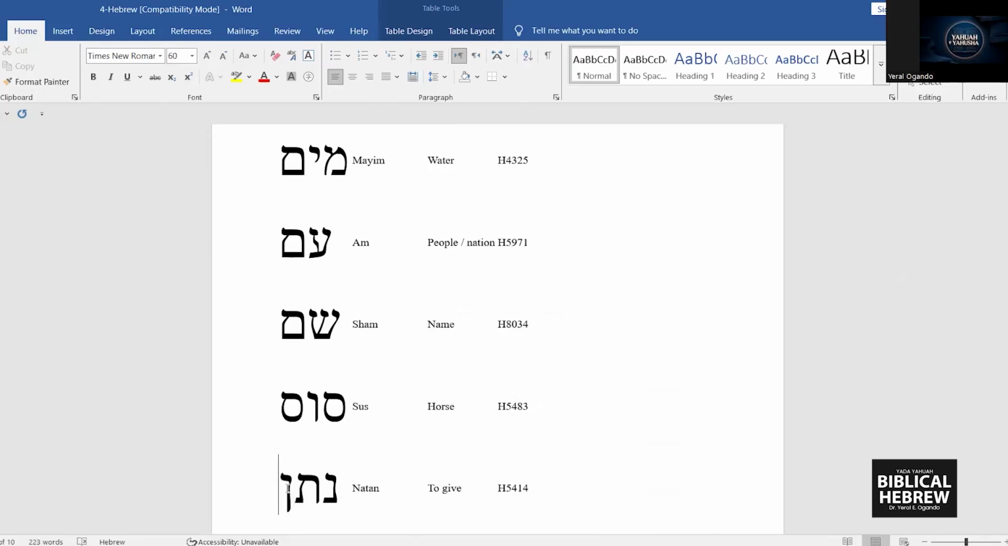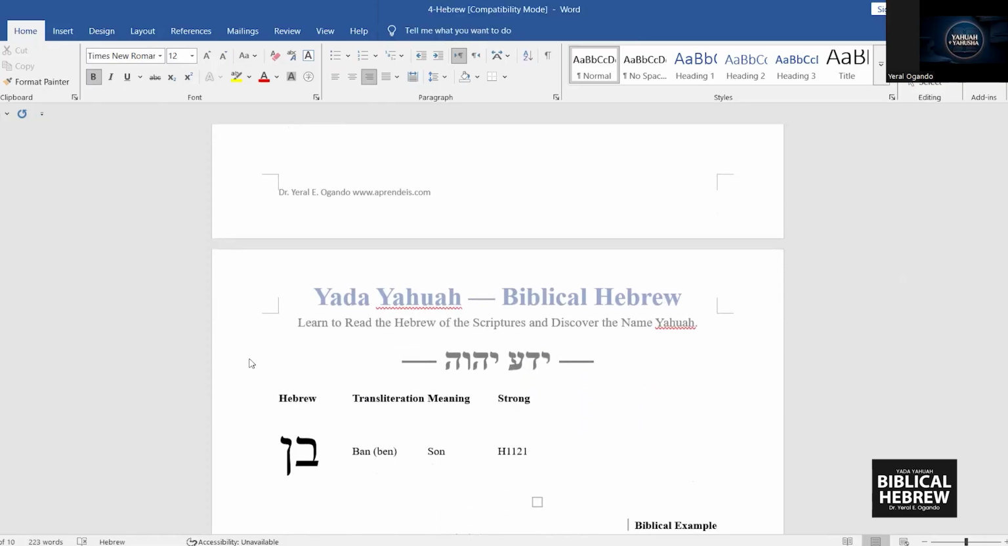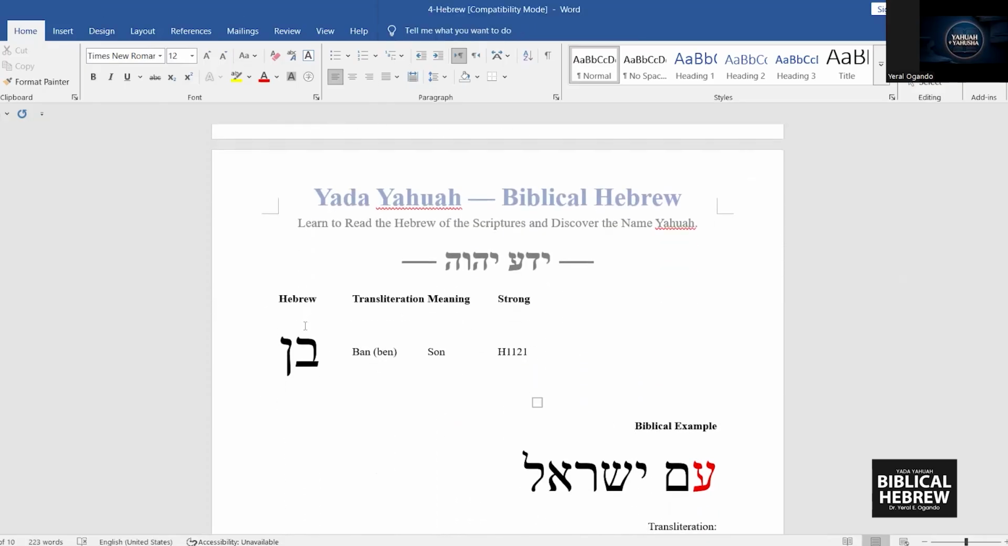And last one is Natan, which is to give. Oh, before last one, to give is H5414. And the last one is Ban. Ban, which is son. Never this one, okay? Ban, H1121.